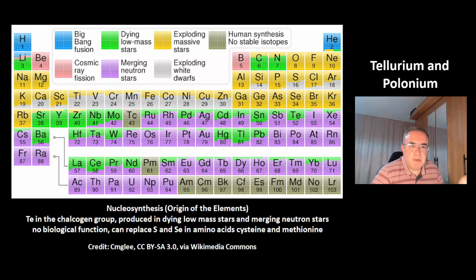This is a picture of nucleosynthesis, of the origin of the chemical elements. Tellurium is here. It's a member of the chalcogen group. It is produced in dying low-mass stars and merging neutron stars. There is no known biological function of tellurium, but it can replace sulfur and selenium in amino acids, cysteine and methionine.